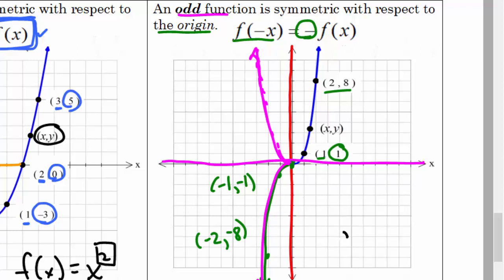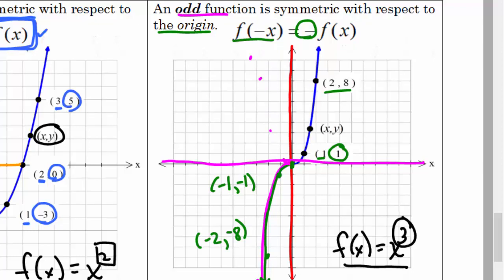And again, in fact, this is a graph of the cubic function. I'm just going to erase this so you can see what we have left. And again, I believe they call it odd because you end up with odd exponents.